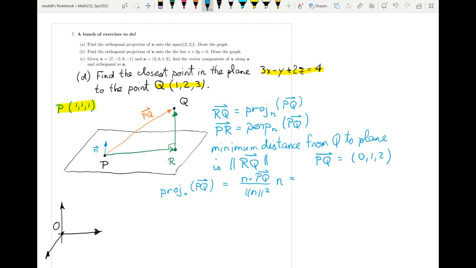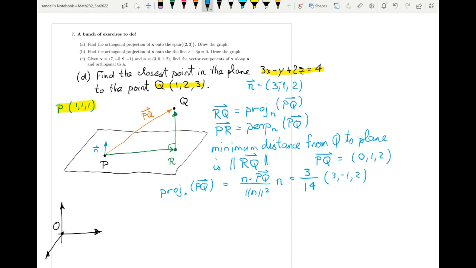Now I can compute these quantities. N dot PQ is going to be, I'm going to write down my N up here as a reference, my N is 3, minus 1, 2. When I compute that dot product, I'll get minus 1 plus 4, so I'll get 3. And then the norm of that vector N squared is 14. Then multiplying that by my N, 3, minus 1, 2. So that's my projection vector of PQ.